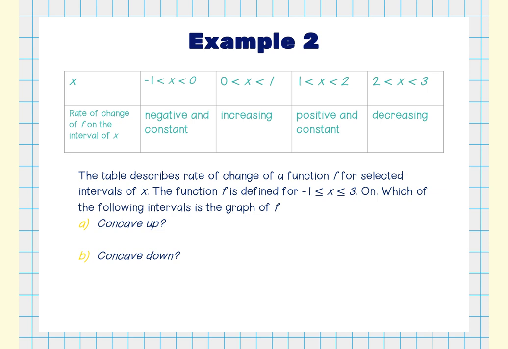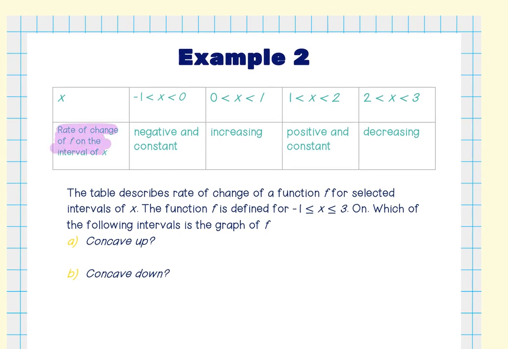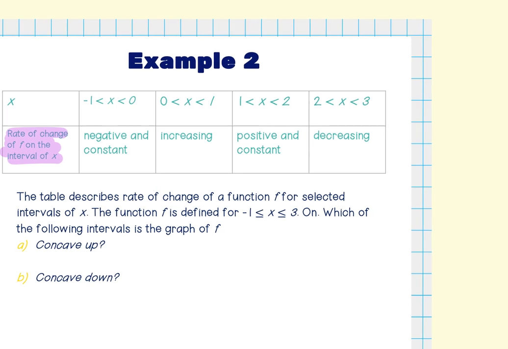The directions underneath say the table describes the rate of change of a function for selected intervals of x. The function f is defined for -1 is less than or equal to x, which is less than or equal to 3. On which of the following intervals is the graph of f: A, concave up, B, concave down? So go back up to your chart. Notice it says rate of change. This is not just saying my graph is increasing, meaning it's going up and coming back down. This is the actual rate of change.